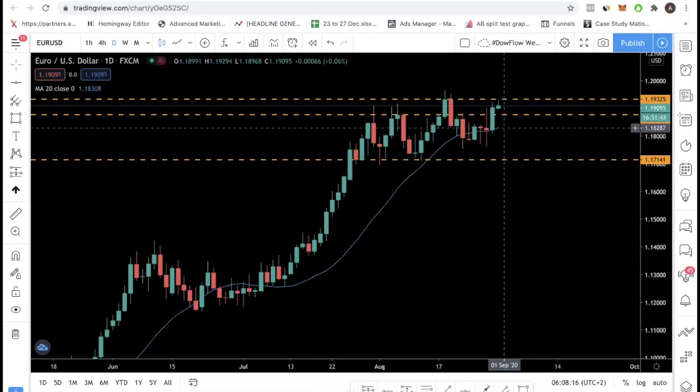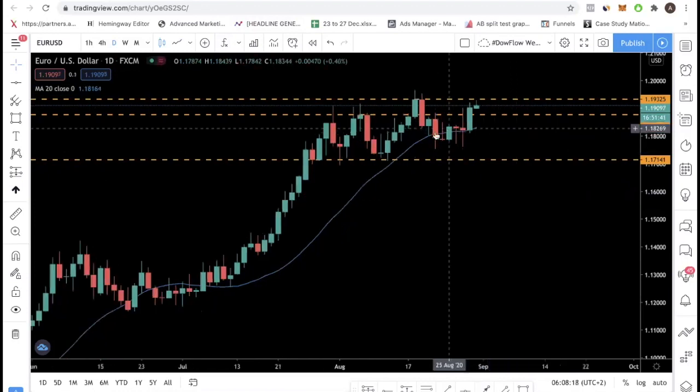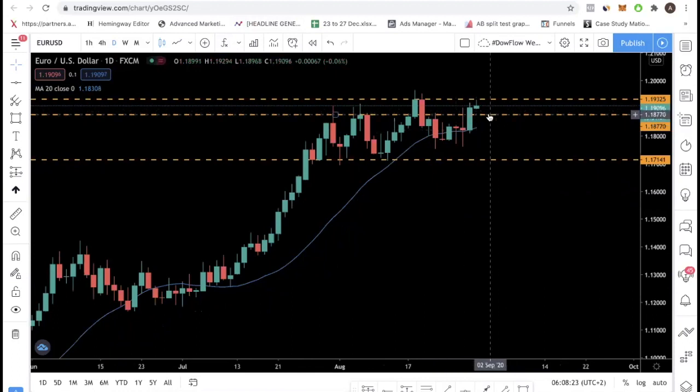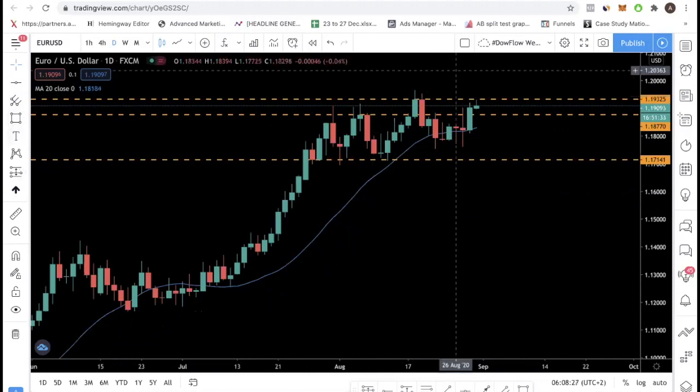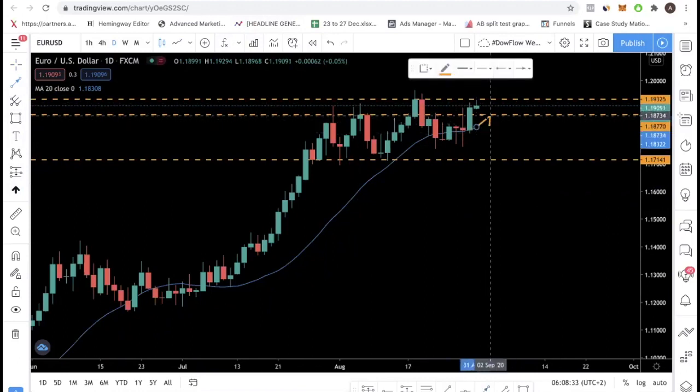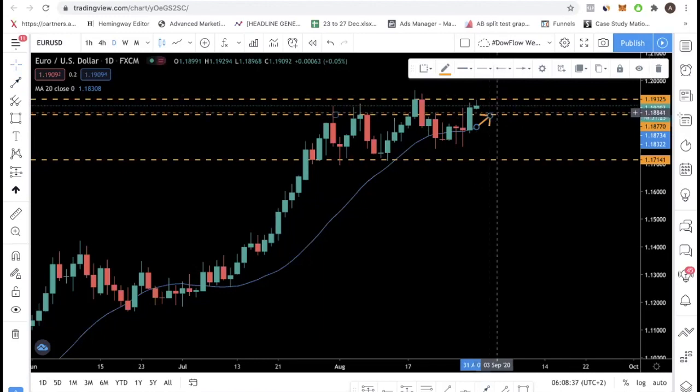And you can see that there is a form of support coming in over here. But the thing is, my resistance that was broken is at this level here. So what I want to do is wait for this moving average to come up to here, and then look for a candlestick price action before I take a trade.